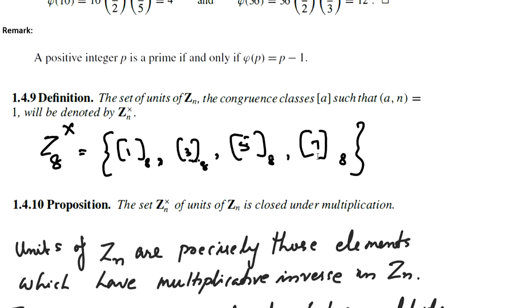And we have the proposition, the set Zn cross of all units of Zn is closed under multiplication. That is, if we consider two units in Zn, the product of the elements will be again a unit. That is, it will be again having a multiplicative inverse.